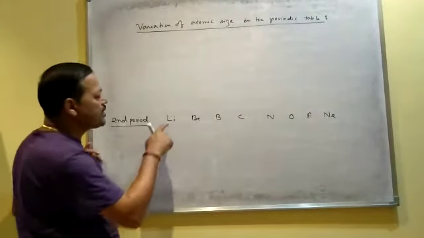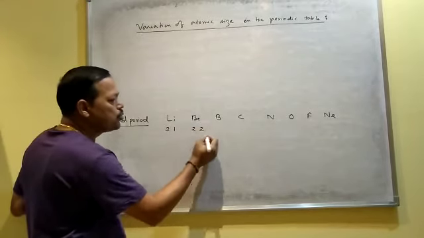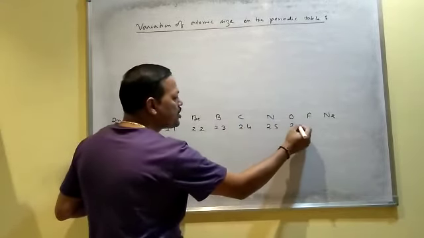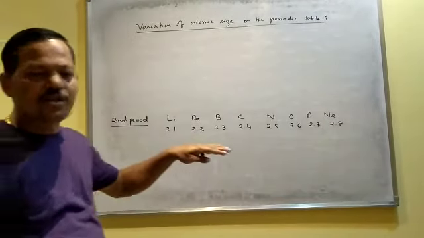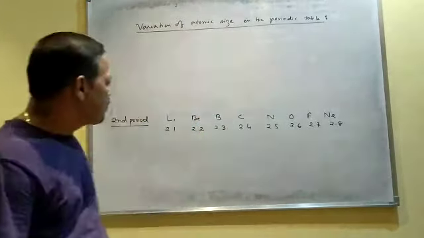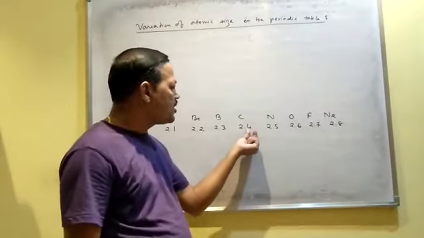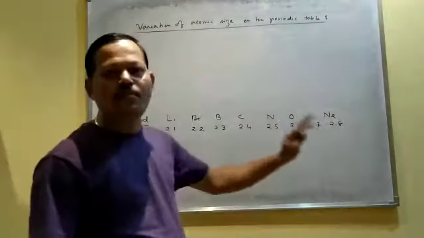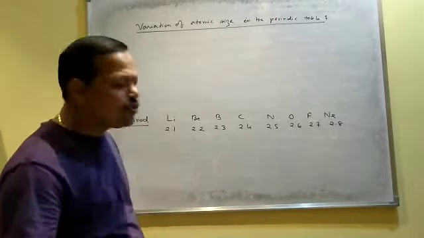So in case of lithium, its atomic number is 3, that's why its electronic configuration is 2 1, beryllium 2 2, boron 2 3, carbon 2 4, nitrogen 2 5, oxygen 2 6, fluorine 2 7, neon 2 8. I have written the electronic configuration not in terms of atomic orbitals, but in terms of shells. So the first shell contains 2, the second shell contains 1, and so on. I mean they have the same number of shells. Lithium to neon, they contain only 2 shells.